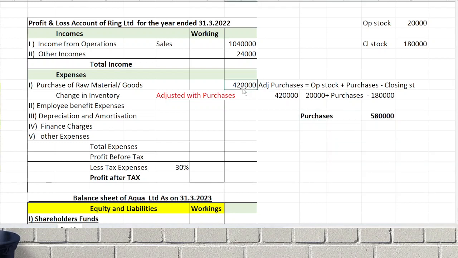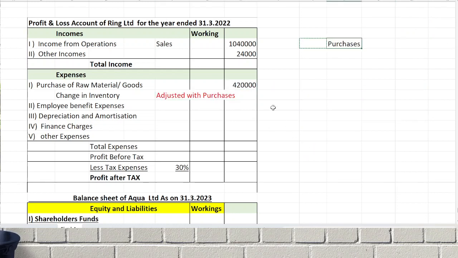Suppose you take this 5,80,000, then we have to adjust the change in inventory. How much to adjust? Minus 1,60,000. The net effect is 4,20,000. If you calculate purchases like this and adjust, purchases of 5,80,000 comes, and the change in inventory from 20,000 to 1,80,000 is 1,60,000. Instead of doing this unnecessarily, what can we do directly? We can just take 4,20,000.